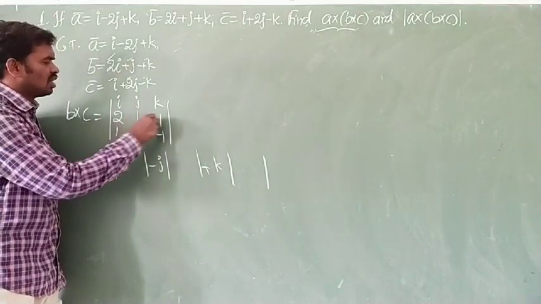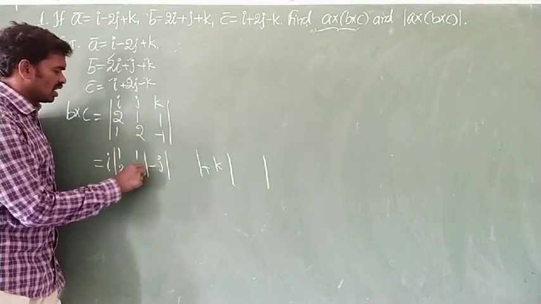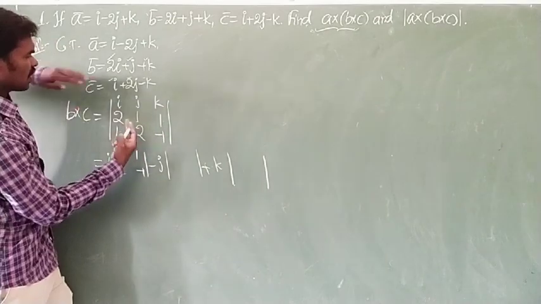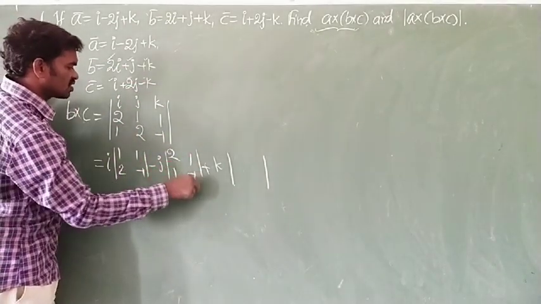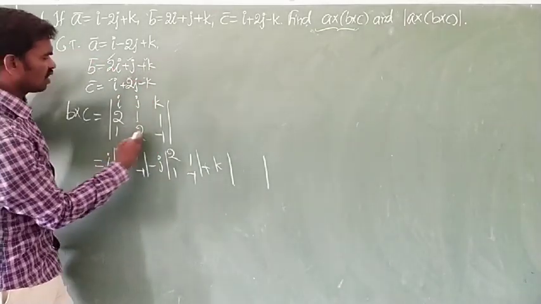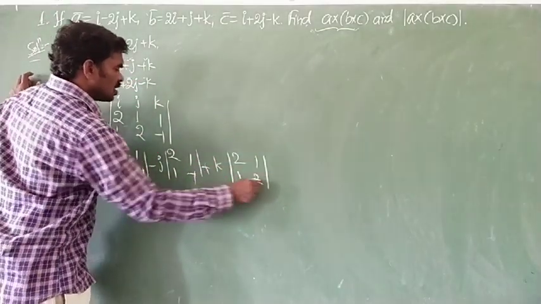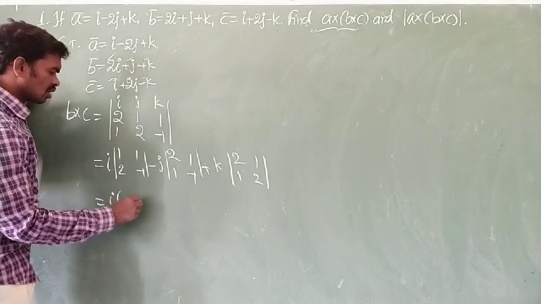I terms: 1, 1, 2 minus 1, 1, 1, 2 minus. Next j terms. Okay, what are the elements? 2, 1, 1 minus 1; 2, 1, 1 minus. Next k terms: 2, 1, 1, 2; 2, 1, 1. Next, now find the cross product.